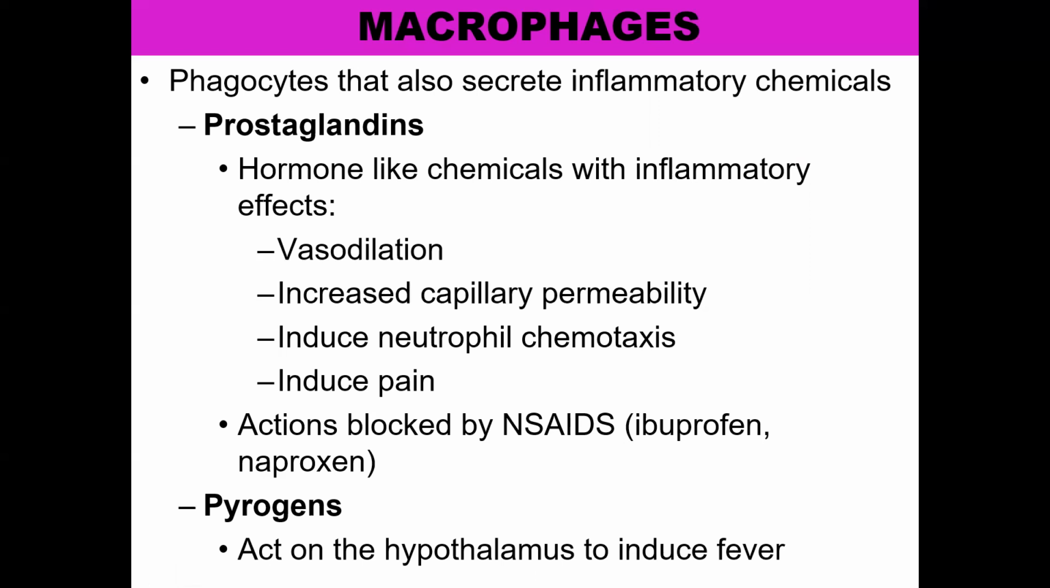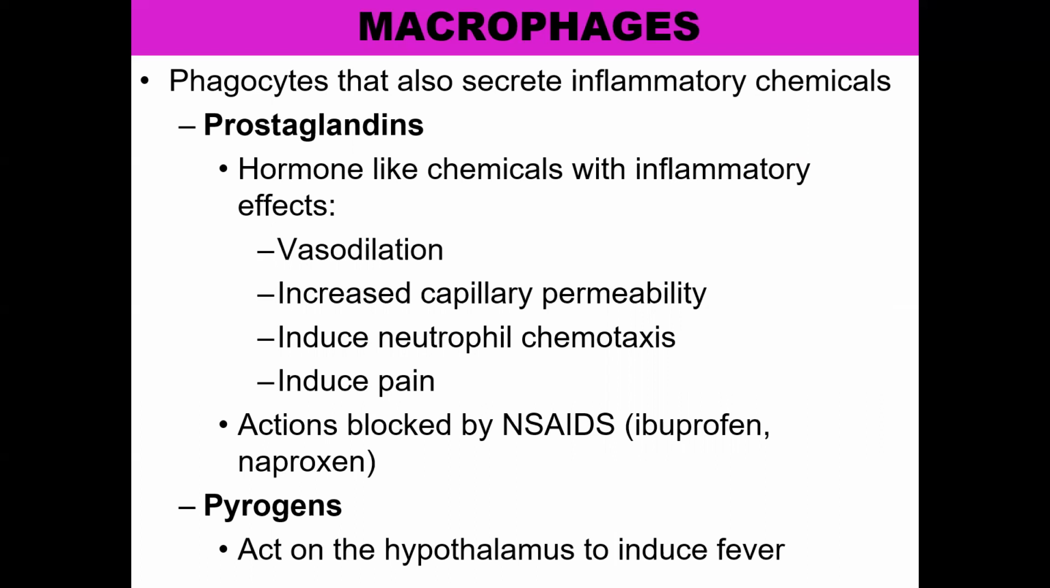Prostaglandins are hormone-like chemicals that increase or enhance the inflammatory response. So they're also going to cause vasodilation. They're also going to increase capillary permeability. They are also going to help neutrophil chemotaxis. Remember, chemotaxis is the process of a neutrophil kind of sniffing out where the damaged tissue is, so it knows where to get out of the blood and go into that tissue.